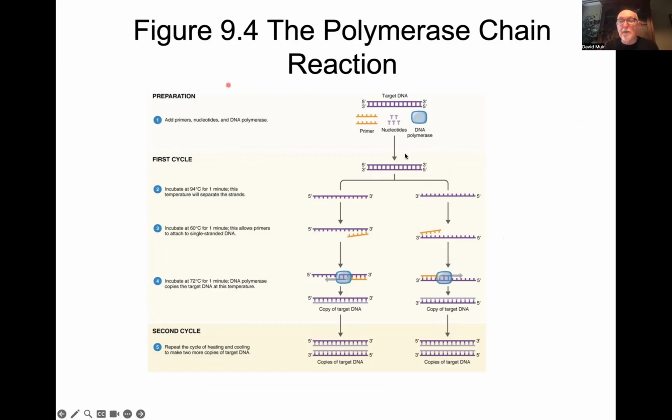So here are the things that we need. First of all, here's our target DNA. Second of all, we have primers, one to fit on one strand, the other to fit on the other strand. They are not going to be the same.